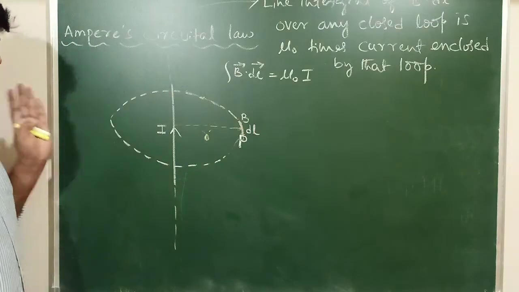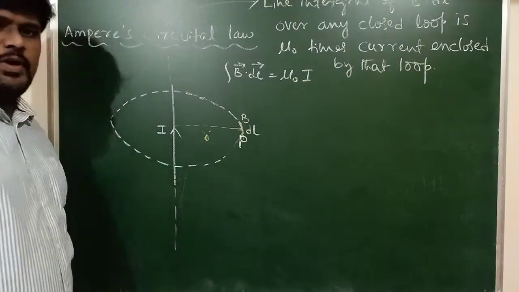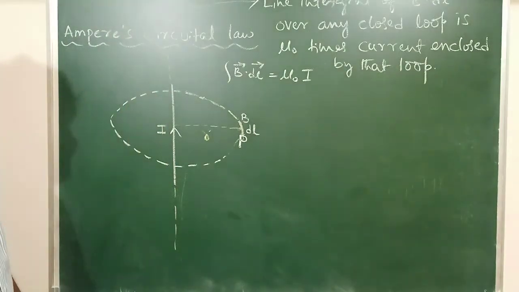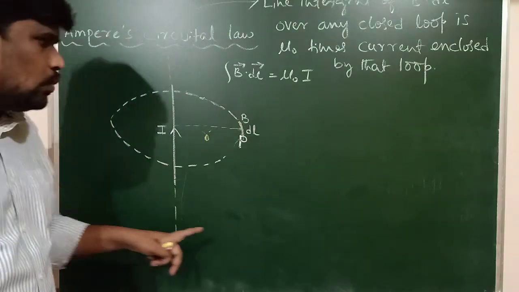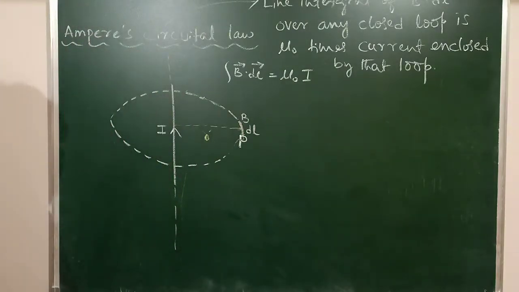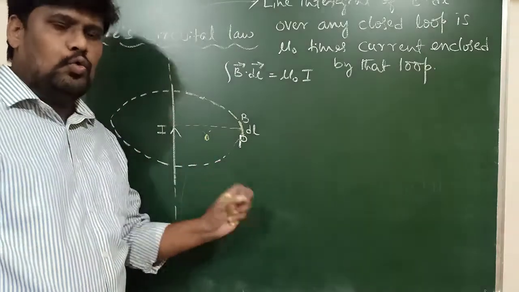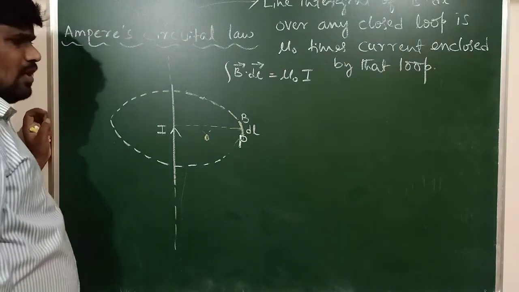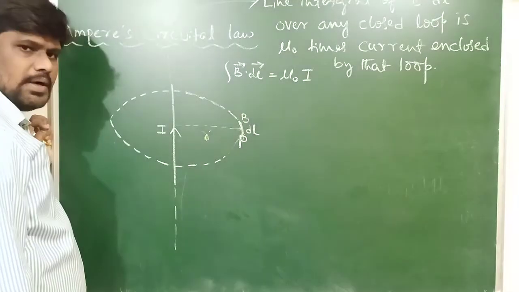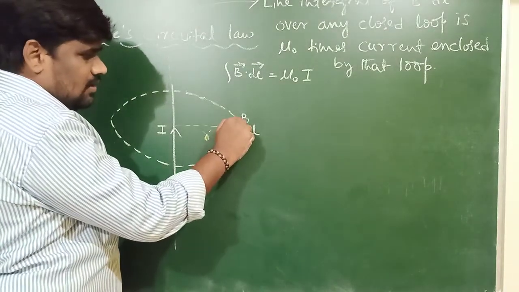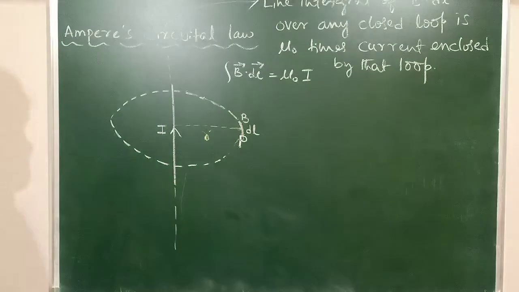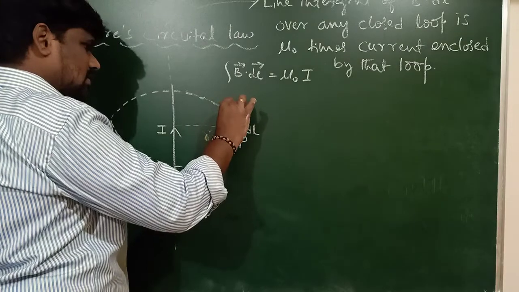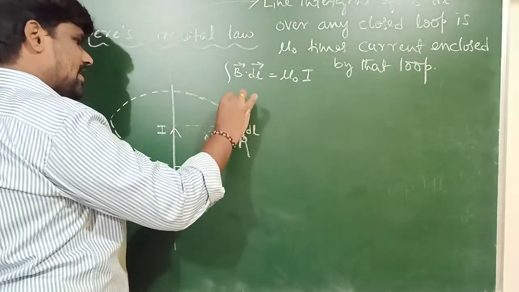I already said, in order to find the magnetic field produced by this infinitely long conductor carrying the current, you have to imagine a closed loop, and that closed loop we call an Amperian loop here. In it I am taking a small part dl, and at that dl the magnetic field is B. Will you tell me what is the direction of the dl? The direction of the dl is along this direction.